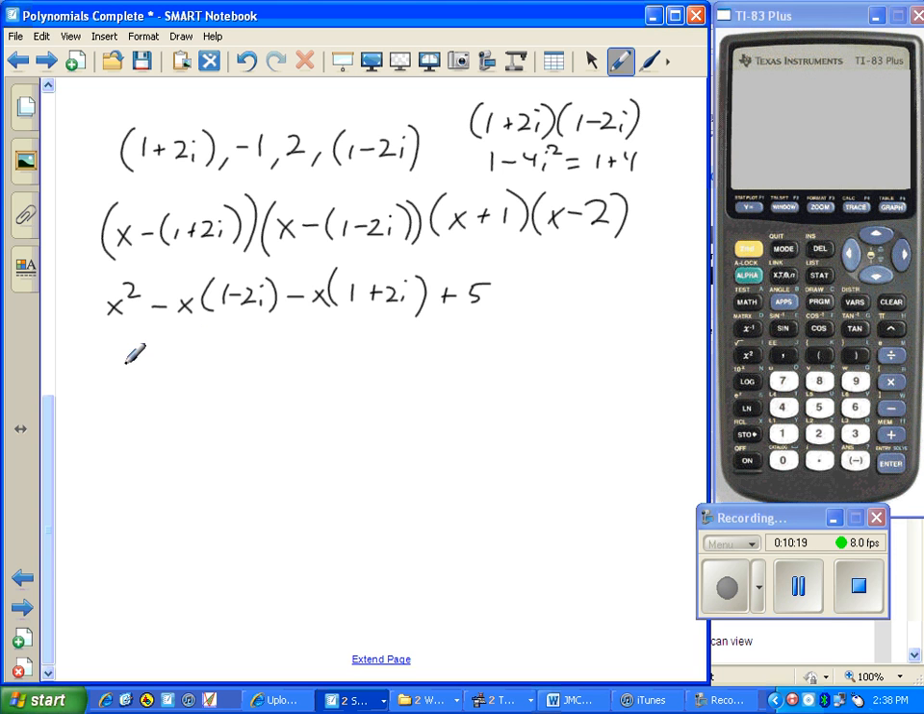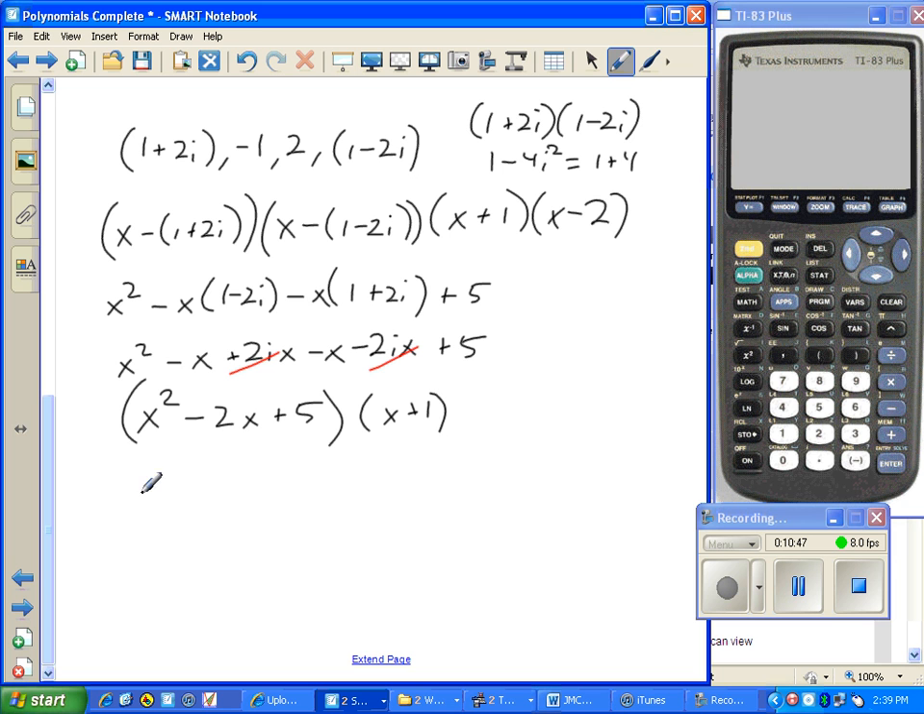If I distribute my negative x's here, I have negative x plus 2ix, negative x minus 2ix plus 5. Negative 2ix and plus 2ix cancel. So I've got minus 2x plus 5. Okay, and then I would just keep multiplying. Next I'd multiply this in, and then I'd multiply that one in. So I'll just keep doing that.